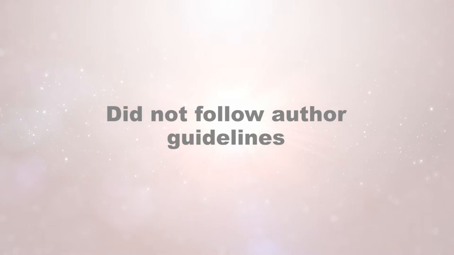Another reason for rejection is you did not follow the author guidelines. For example, if it says that we only accept papers that are a minimum of 10 pages and you submit a two type page paper, it won't be considered. And I have gotten some student papers that were only three type pages, and that's really not exploring a topic in the depth that's needed for a journal. So it's so important to follow the author guidelines. Otherwise, you are putting yourself at risk for a rejection.